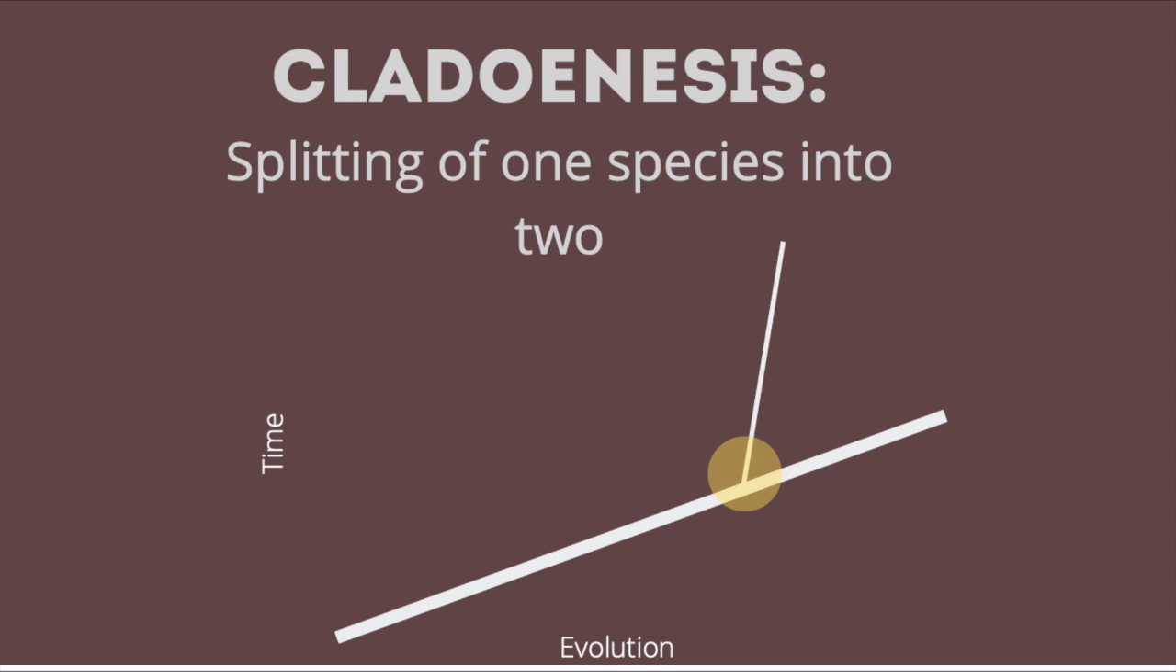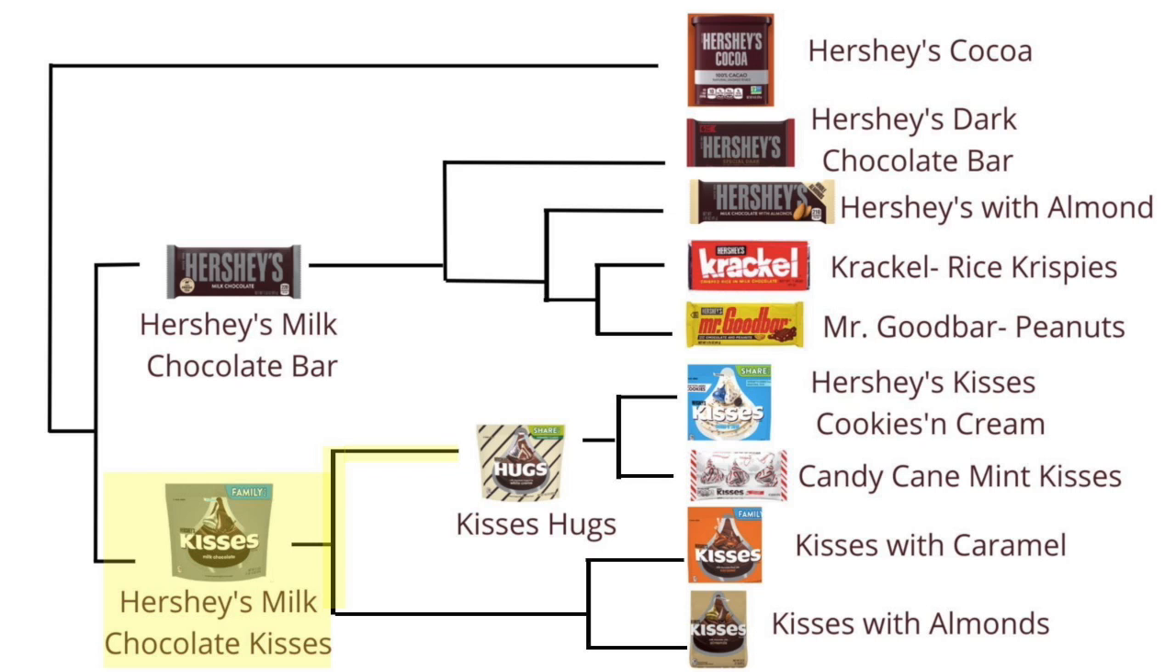Cladogenesis is the splitting of one species into two. This differs from anagenesis because branches evolve separately from each other. For example, the milk chocolate Hershey Kisses split into two new branches which included Hugs, a white chocolate kiss. The Hugs evolved separately from the milk chocolate kiss.